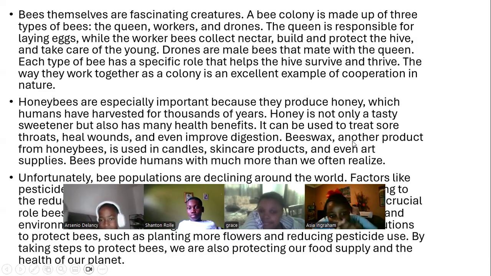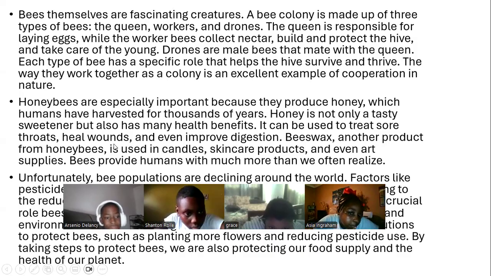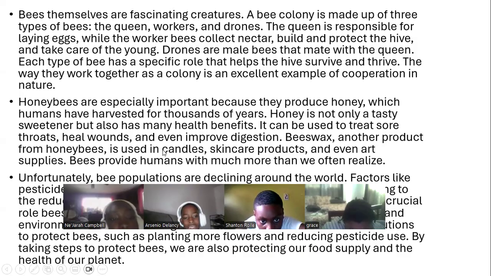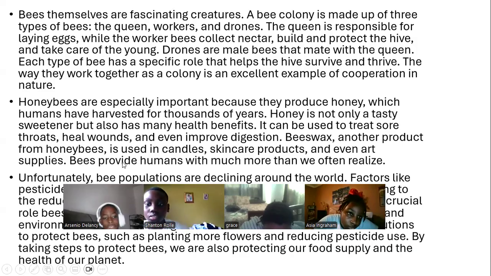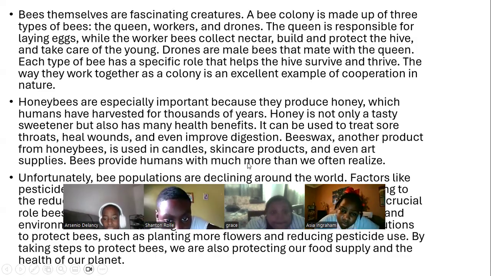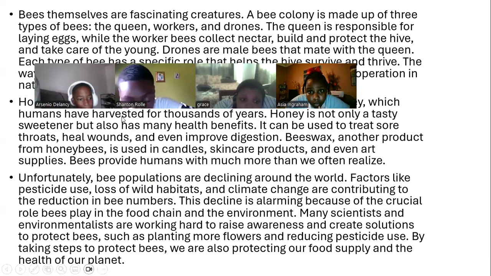Beeswax is another product from honeybees. It's used in candles, skincare products, and even art supplies. Bees provide humans with much more than we often realize. Very good. Go ahead, Vashti.